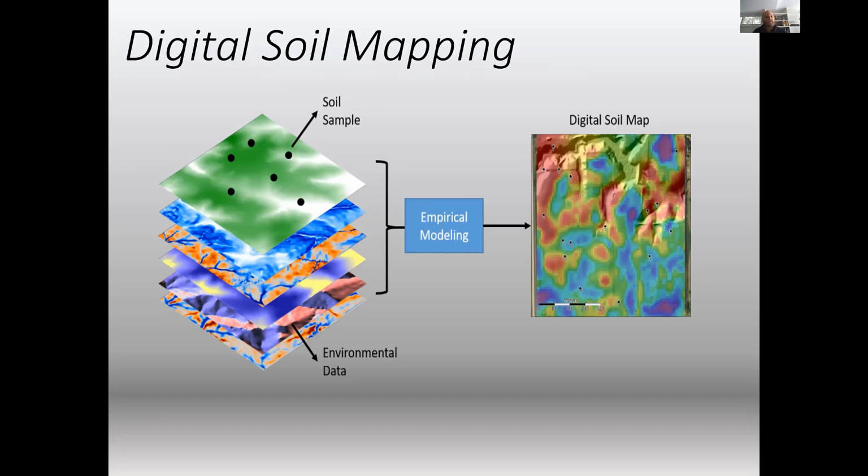This could be a really simple regression framework, all the way to more complicated machine learning approaches. And that gives us a digital soil map, or prediction of the probability or the most likely distribution of soil properties in space.